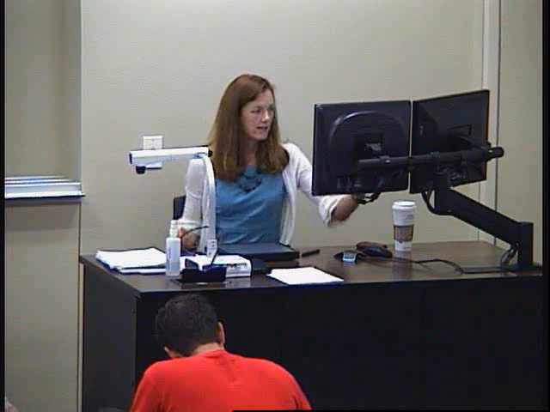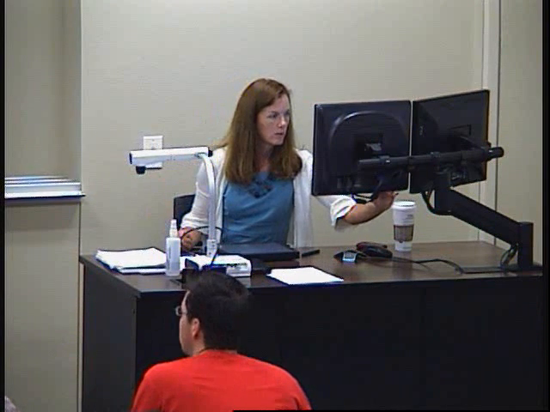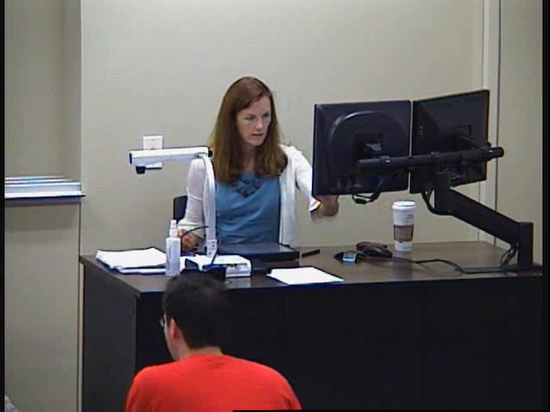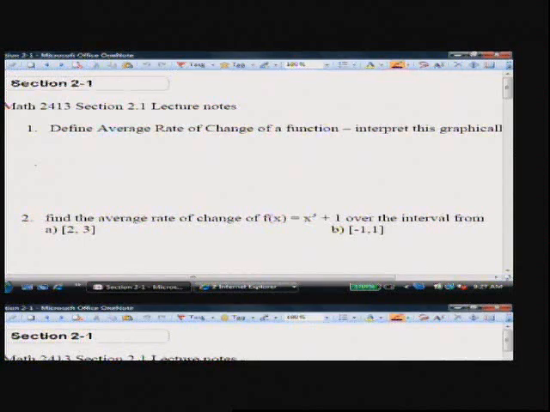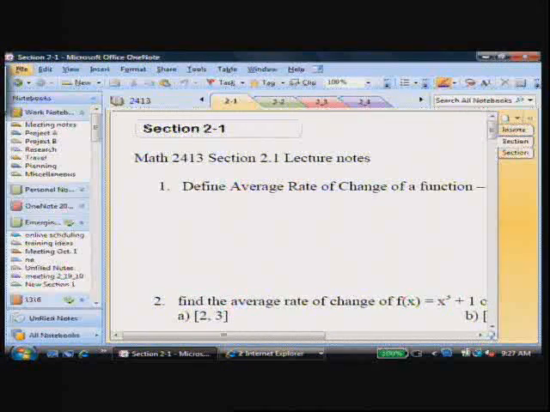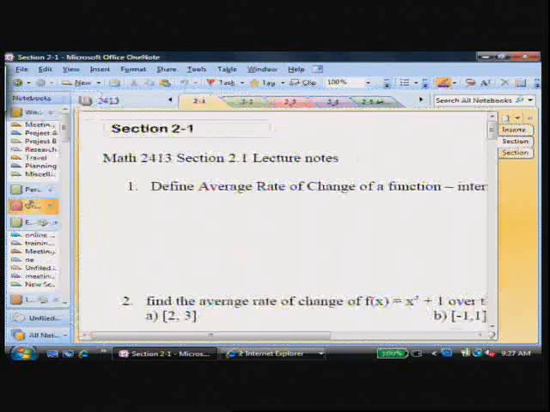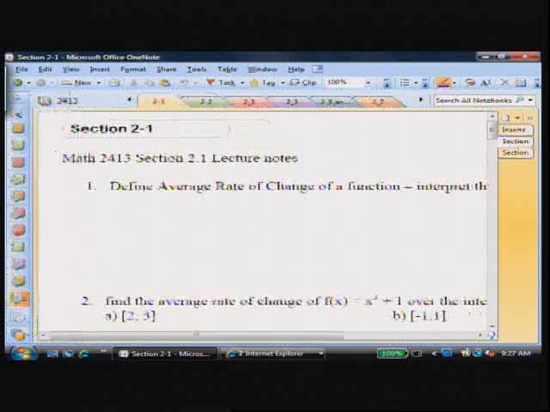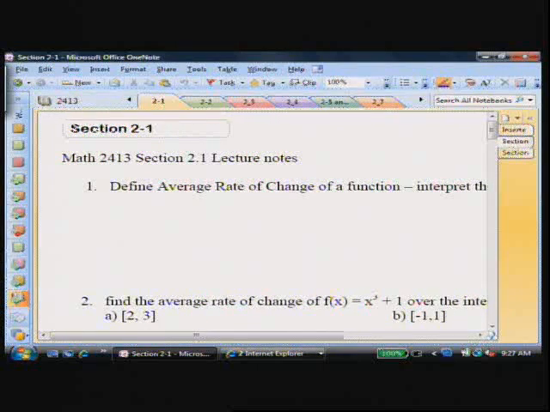All right, so let's go ahead and start section 2.1. So I'm going to hit this button. All right, so let me make that fit on the screen a little bit better. I think I can make this shrink. I can do that. How's that? Okay, that looks pretty good.